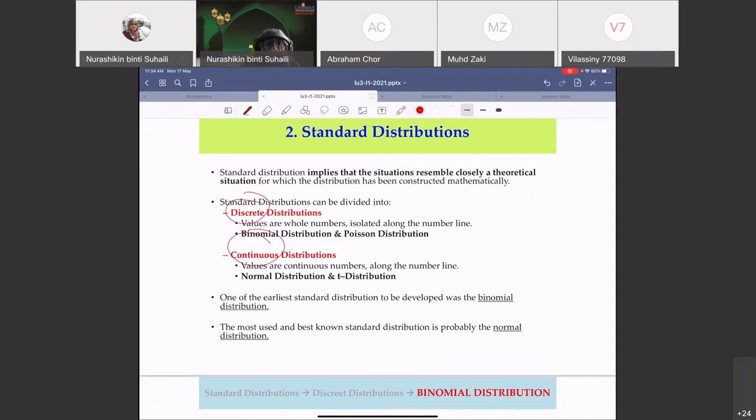Okay, so one of the earliest standard distributions to be developed was the binomial distribution, and the most used or best known standard distribution is the normal distribution. Binomial is the earliest one. Normal distribution, I hope you know what normal distribution is. It looks something like this, a bell shape we call it. Normally here is the mean. Right, so that is normal distribution.